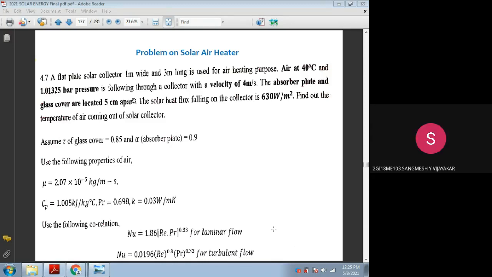Okay, coming to the last part, numerical. I'll take this numerical and we'll finish off this part. So all of you note down carefully.